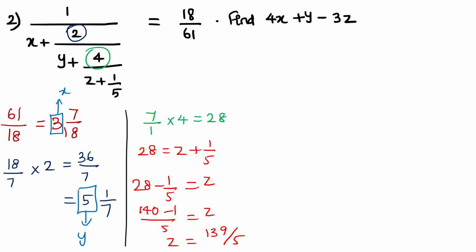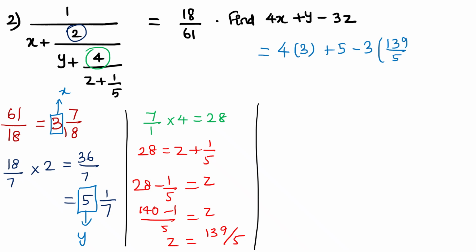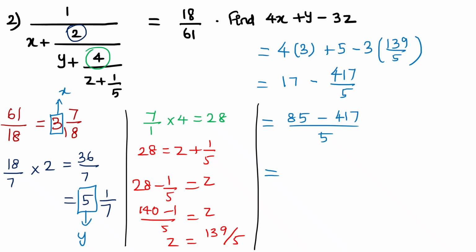You're going to get the z value. So now I got x, y and z. Now I'm going to substitute in this expression. That is 4 into x value is 3, y value is 5, minus 3 into 139 upon 5. So which is 12 plus 5, which is 17, minus 417 by 5. So now 17 into 5, 85, minus 417, that total by 5. You will have minus 332 by 5. So this is the value.